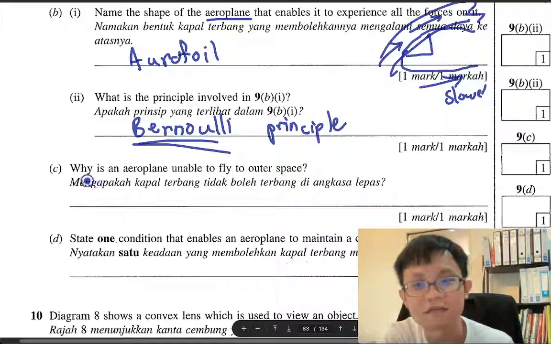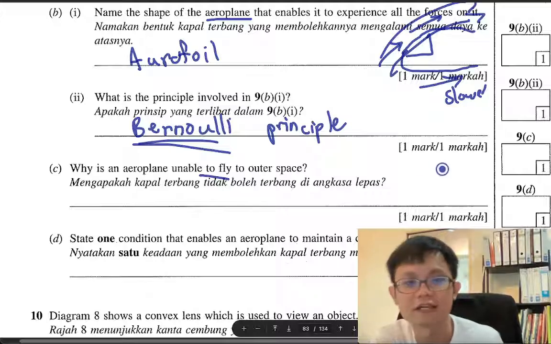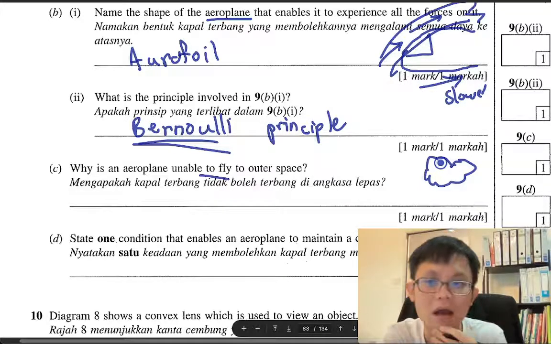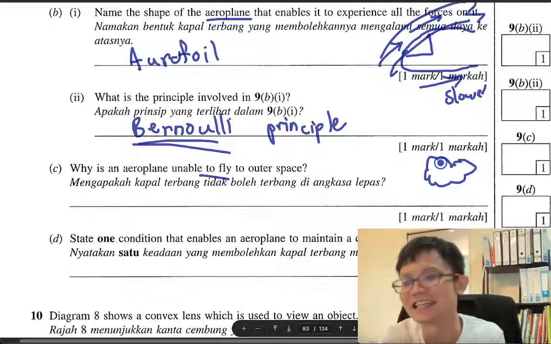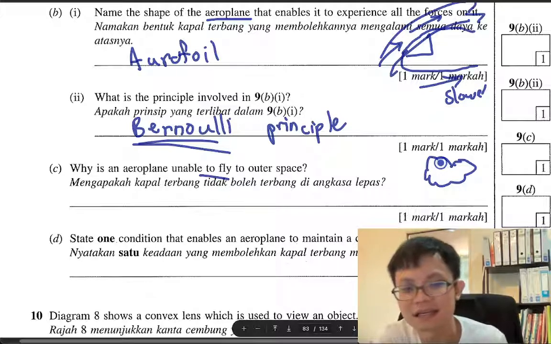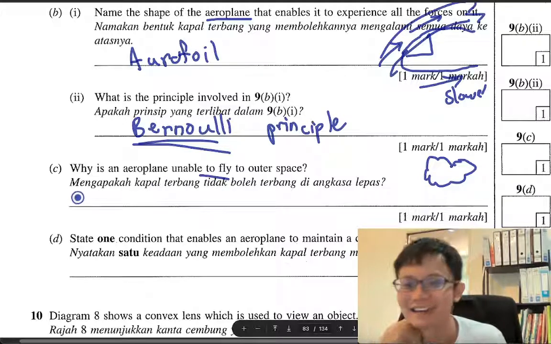Why is an aeroplane unable to fly? Not enough thrust. Why can the plane not go up to space? K-bite question. It is not designed to fly to outer space. No lah, no marks lah. Of course we know it cannot fly in space because it is not designed to fly. Why? In terms of science. Too heavy? No lah. Not enough thrust lah. Not enough thrust, right?